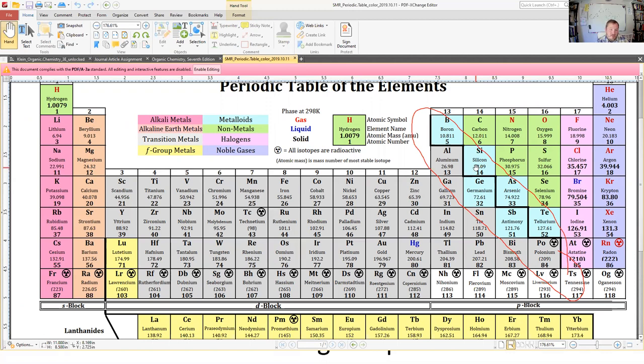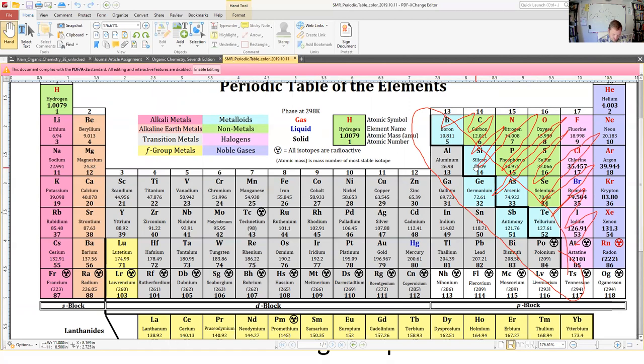And the way we define a metal versus a non-metal is that metals become more stable by losing electrons, and non-metals become more stable by gaining electrons. So everything to the right of this line, from boron, everything that I'm shading red here, is going to gain electrons to become more stable and therefore have a negative charge. Everything that's left of that line becomes more stable by giving up electrons.